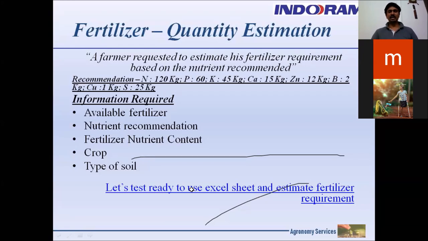So the moment you apply 130 kg of DAP, it is going to supply you 60 kg of phosphorus. Similar way, you can do your calculation by changing. Rest everything is formula driven. For getting that fertilizer recommendation, you need to alter the available fertilizer, and based on that, you can get the desired result.